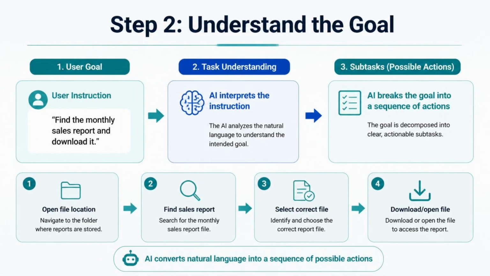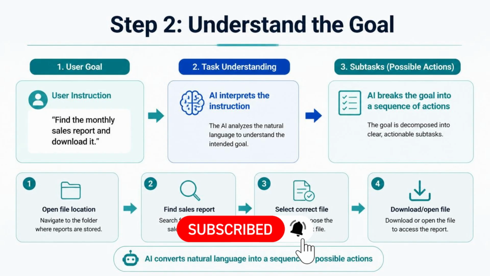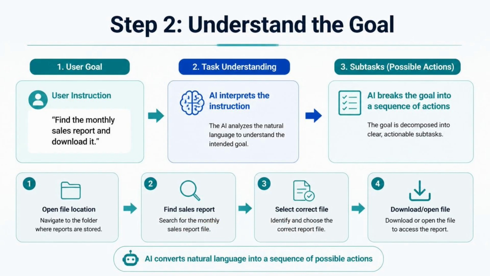Now let's say the user tells the AI, "Find the monthly sales report and download it." That's not one simple computer action. It's a goal containing multiple smaller tasks. The AI needs to figure out what needs to happen. Maybe it needs to open a file manager. Maybe it needs to navigate to a folder. Maybe it needs to search for a particular file. Maybe there are several reports, so it needs to identify the correct one. And finally, it needs to download or open the file. So the AI transforms the natural language instruction into a sequence of possible subtasks. This is where reasoning and planning become important.